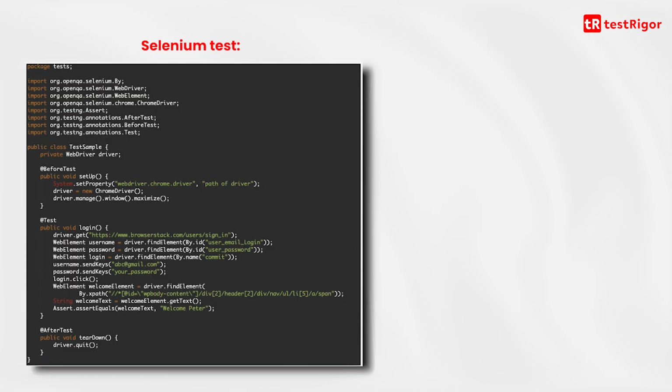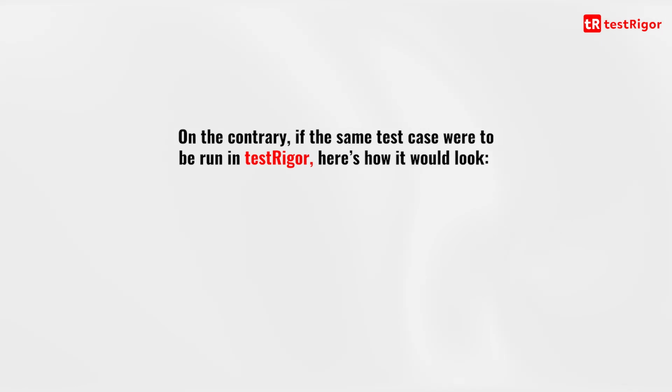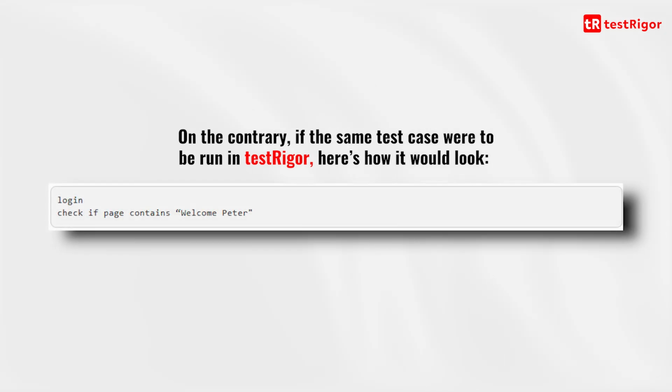Here's an example of a Selenium test case for logging in. For a simple operation like this, you need to go through the hassle of writing lines of code, working with brittle UI element identifiers, and still not know if the test will run properly. On the contrary, if the same test case were to be run in testRigor, here's how it would look. That's it, just 2 lines, and with stable test runs and bare minimum test maintenance.